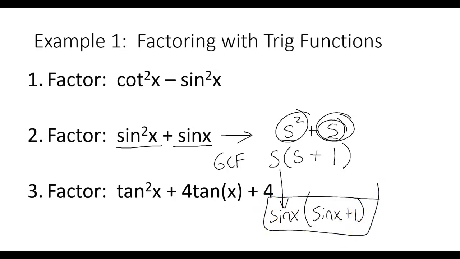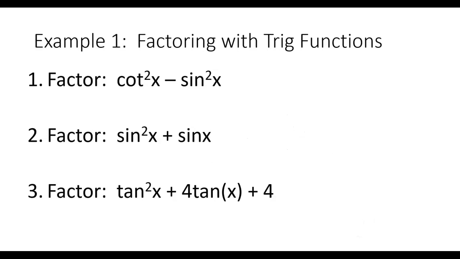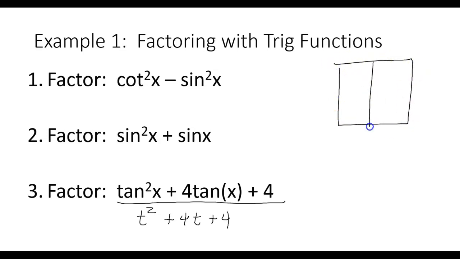Okay, let's go ahead and do one more example before I let you guys practice some of these. So this one I'm going to call t squared plus 4t plus 4. Now what factoring method do we use when there are 3 terms? That's a box method problem. So let's go ahead and do the box method. The first term goes here. The last term goes here. And we look for 2 numbers that multiply to make each.